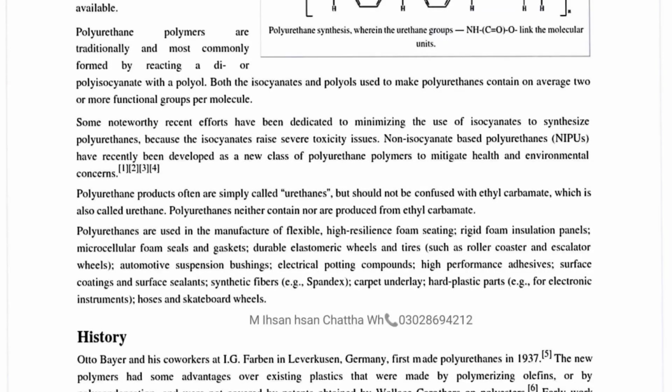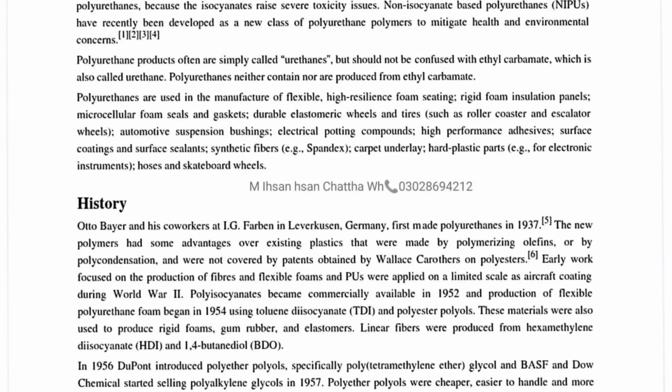According to some history of this compound, Otto Bayer and his co-workers at I.G. Farben, Leverkusen, Germany, first made polyurethane in 1937. The new polymer had some advantages over existing plastics, which were made by polymerizing olefins, and it was made by polyaddition, and was not covered by the patent obtained by Wallace Carothers on polyesters.